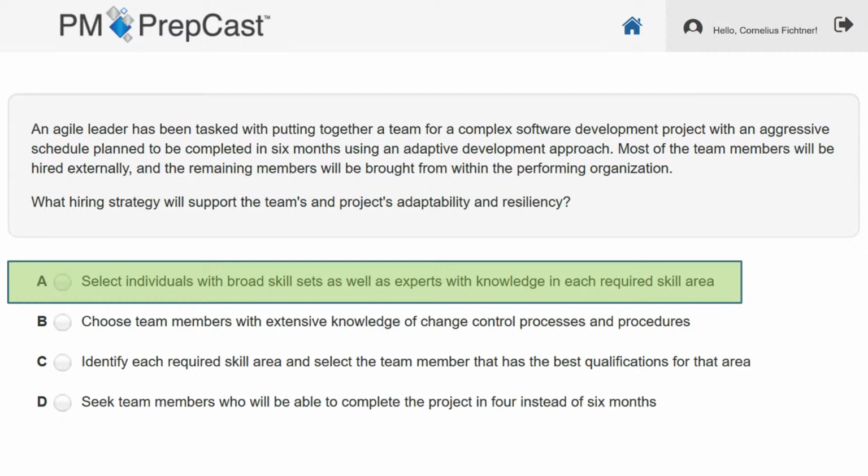Having team members with extensive knowledge in each required field and area might be necessary for a complex software development project, as we have here. However, individuals that are highly skilled in a particular area, but also have a broad range of skills and experience, provide more flexibility and enhance the team's and the project's ability to be resilient. Right. So this is all about the concept of generalizing specialists, okay?